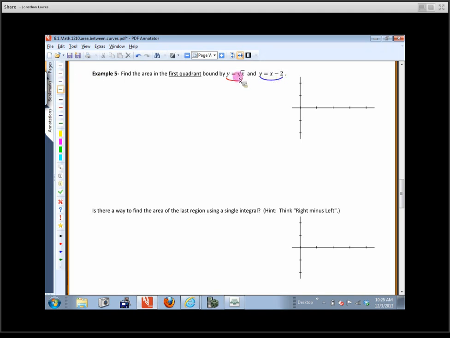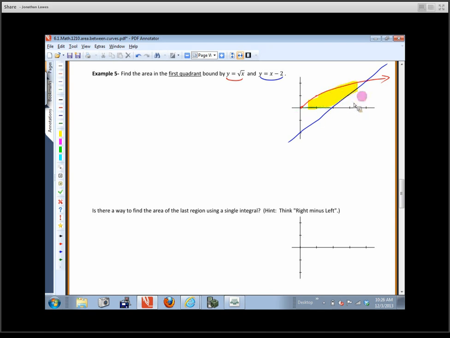Square root function, top half of a sideways parabola. I'll just draw some convenient points right here. Looks like that. Then the line crosses at -2 on the y-axis and has a slope of 1, so it's going to go like this. And then the region we're interested in is what's bound by those two curves in the first quadrant. It's this area right here.